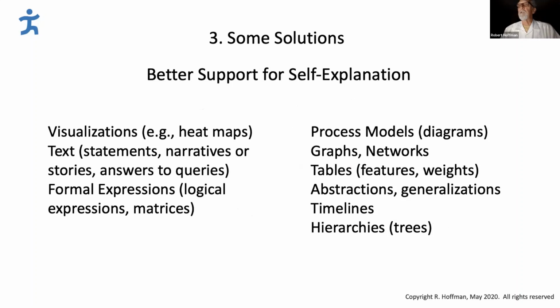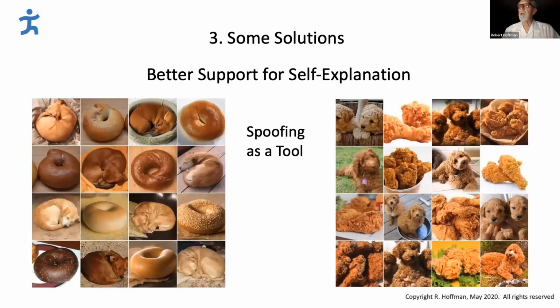Some of the solutions that have been offered: visualizations, text, stories, logical expressions, process models, graphs, networks, tables, extractions, timelines, hierarchies, trees. Some of those have some explanatory value to some people some of the time. Most of them don't have any explanatory value to many people much of the time. So there's a lot of work to be done here. Spoofing, you've all probably seen these sorts of things. My favorite is the one on the right, the Kentucky Fried Poodle.